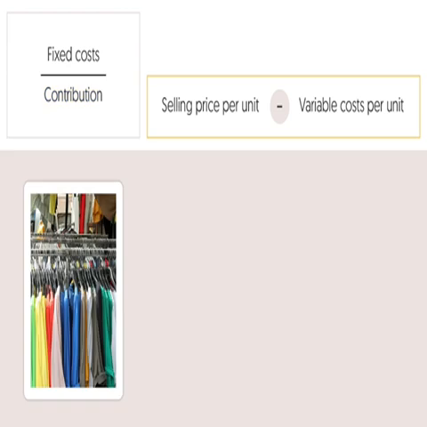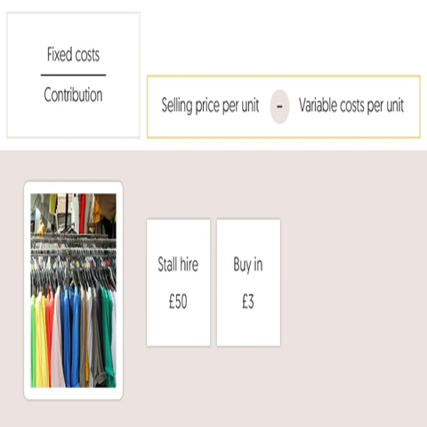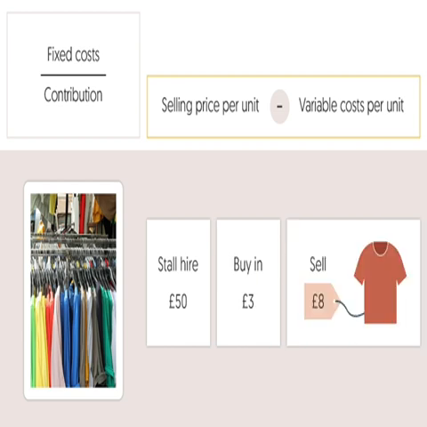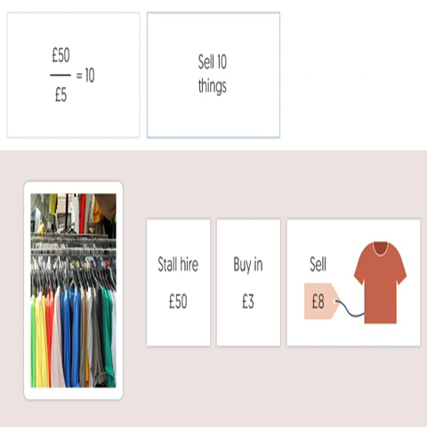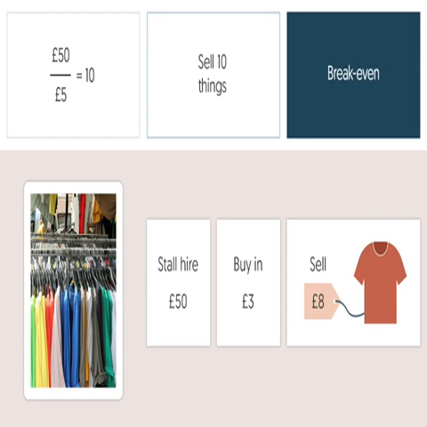As an example, imagine you're selling simple t-shirts at a market stall. The market stall costs £50 to hire. You buy in the t-shirts for £3, but you sell them for £8. This means your contribution is £5, the selling price of £8 minus the variable cost of £3. So, if you take your fixed costs of £50 and divide them by £5, you get an answer of 10. This means you have to sell 10 things in order to break even.